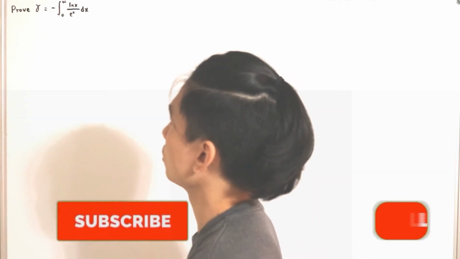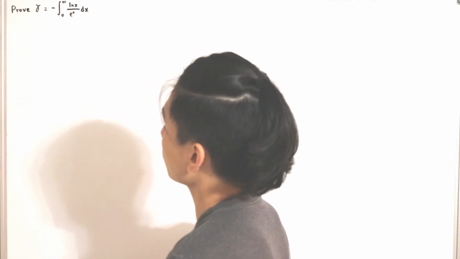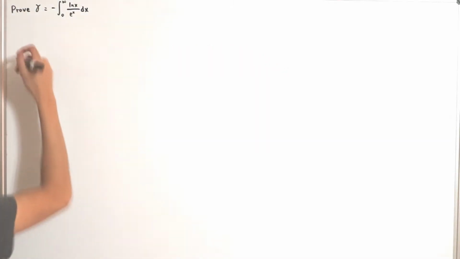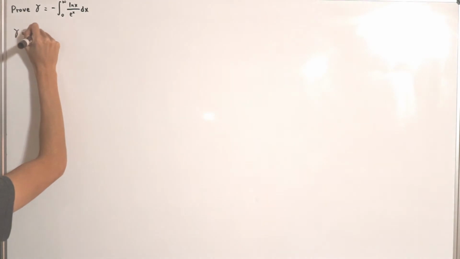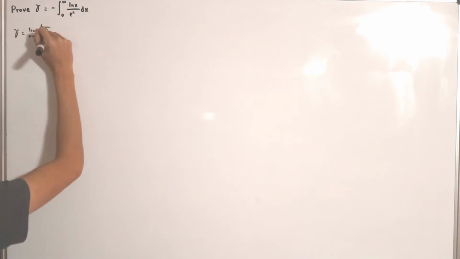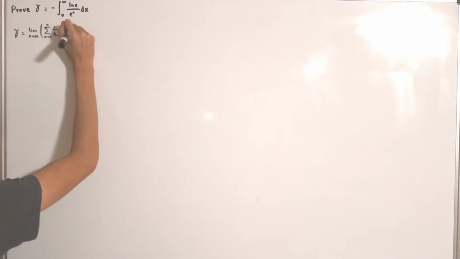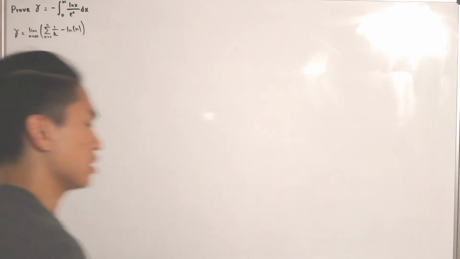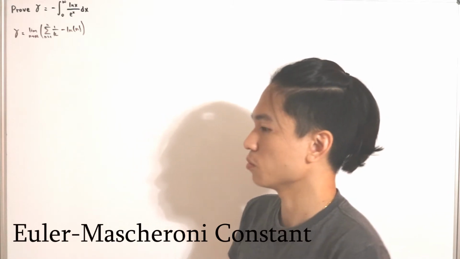So the following question is, we're being asked to prove that gamma, lowercase gamma, is equal to the negative integral from 0 to infinity of ln of x divided by e to the x dx, where, from the definition, lowercase gamma is defined as the limit as n approaches infinity of the difference of the harmonic series: the summation from k equals 1 to n of 1 over k, minus ln of n.